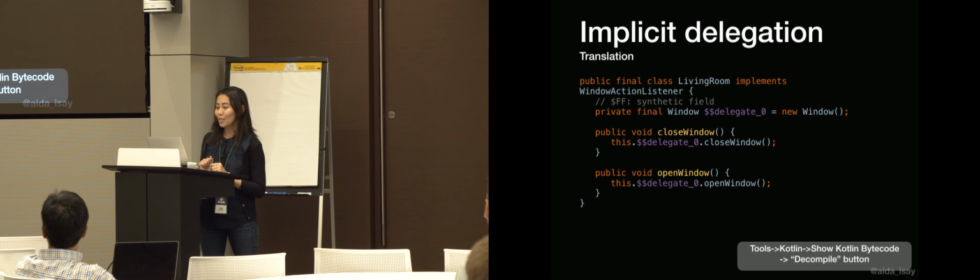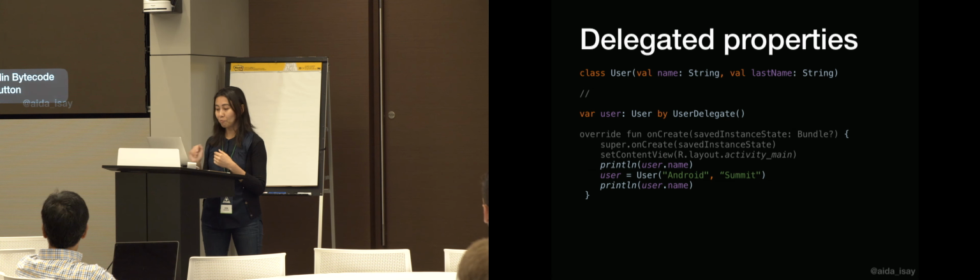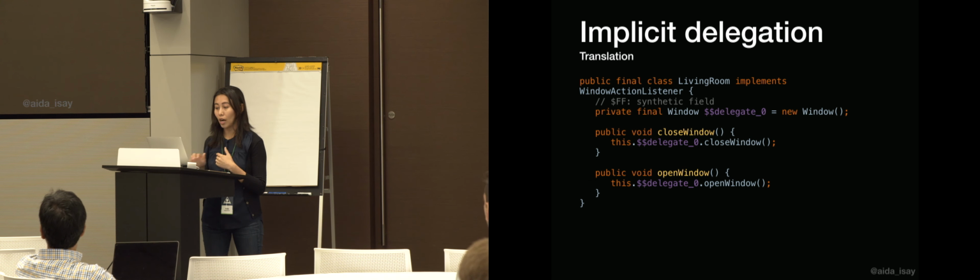Okay, here we go. So you can go to Tools, Kotlin, Show Kotlin Bytecode, and click on the Decompile button. It will display your Kotlin class in Java. Basically, it tells you how Kotlin code compiles down.